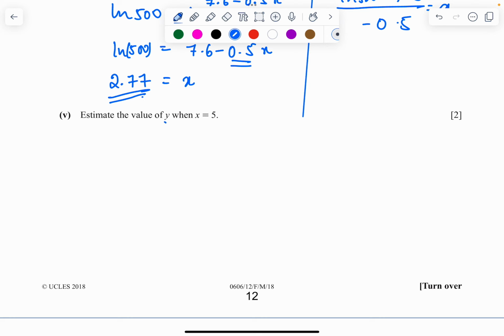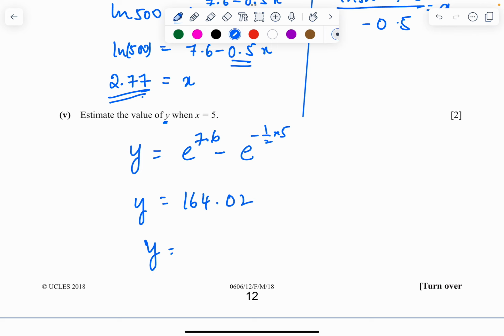Now estimate the value of y when x equal to 5, this is easy. So again, e to the power of 7.6 minus e to the power of negative 1 over 2 times 5. Just put everything in the calculator. You will get the answer as 164.02. So 3 significant figures, 160.